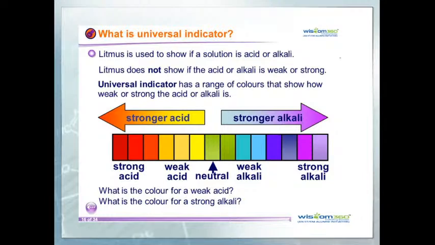For that we require an indicator which can give us a very wide range of colors. So universal indicator is a mixture of different indicators. It can give different colors at different pH values. So every time it is going to show a different color at different pH values, right? So we can say the universal indicator has a range of colors that show how weak or strong the acid or alkali is, right? The strong acid will always go which side? Towards the red side. What is the color of the weak acid? The color of the weak acid is yellowish, right? Here you can see the strong acid has a dark color.